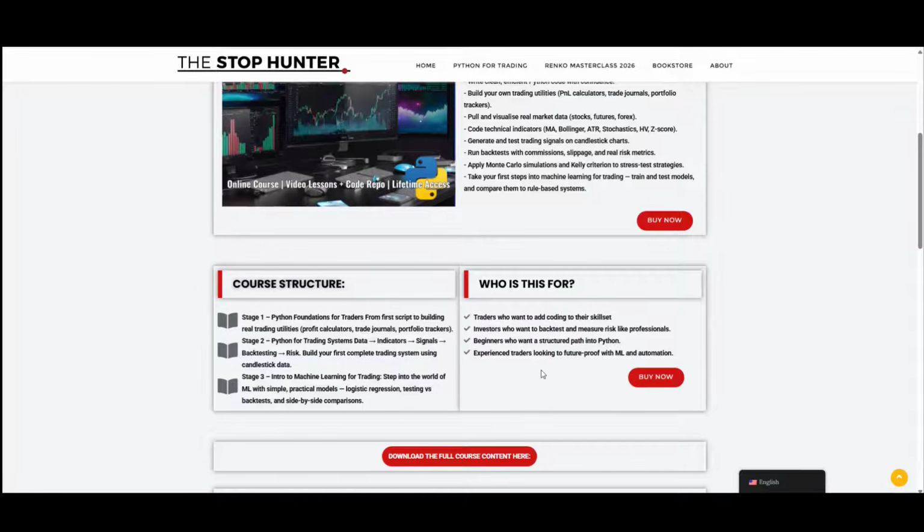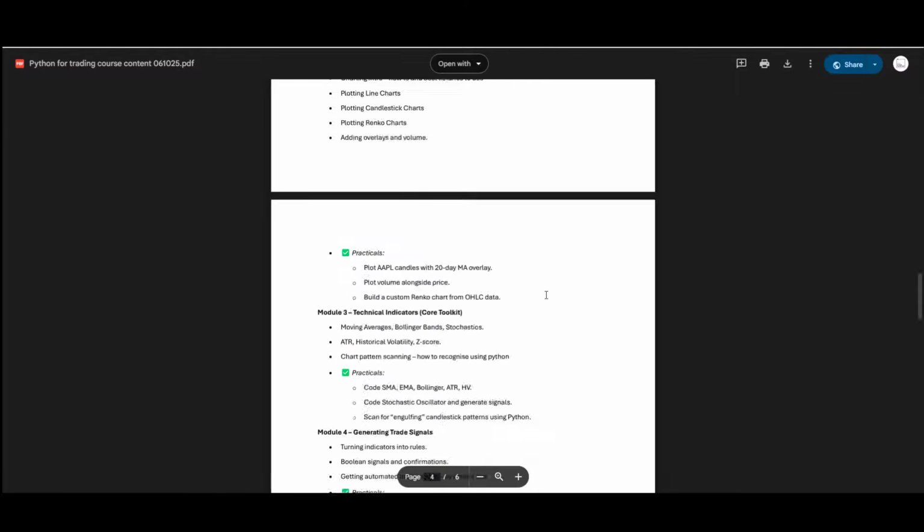So it's pretty much a course for anyone, right from the beginners who want to, a trader maybe who wants to add coding to their skill set, investors who want to backtest, measure risk like professionals, beginners who want to structure a path into Python, or experienced traders looking to future-proof, maybe with ML and automation. It's all in there.